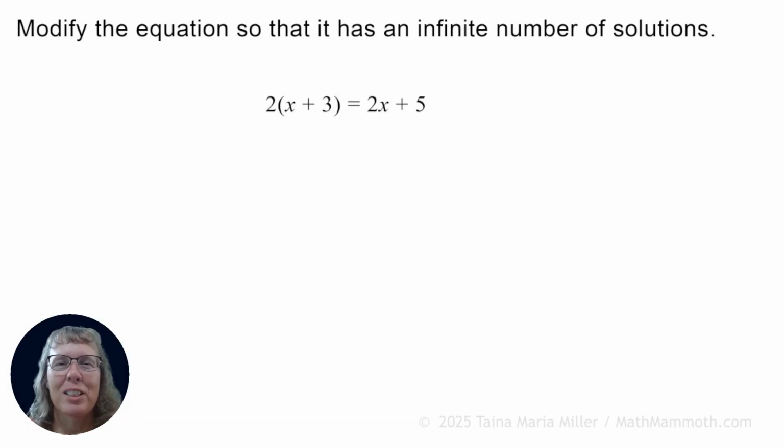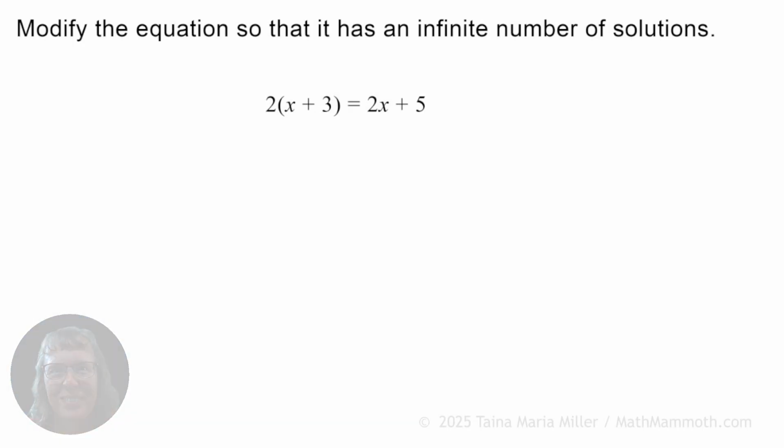Modify this equation so that it has an infinite number of solutions. Okay, if I work out these parentheses, there would be 2x plus 6 on this side, 2x plus 5. That would leave it to be 6 equals 5, right? After subtracting 2x. So that means right now it's an equation with no solutions. But how would we change it so it would have an infinite number of solutions? You remember, we will need to end up with an equation which is like 9 equals 9, minus 7 equals minus 7, or something like that.